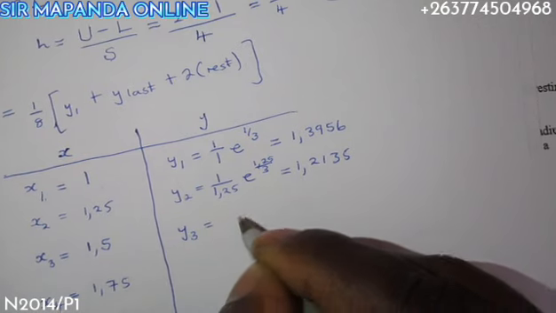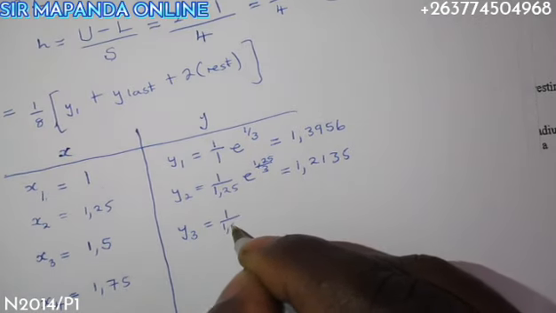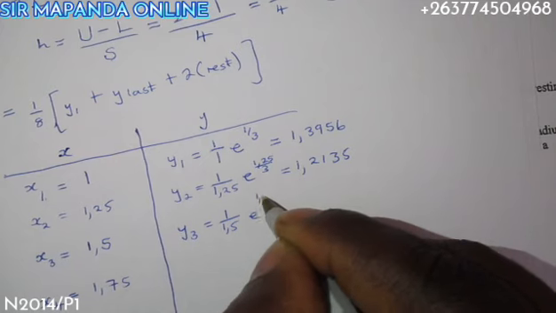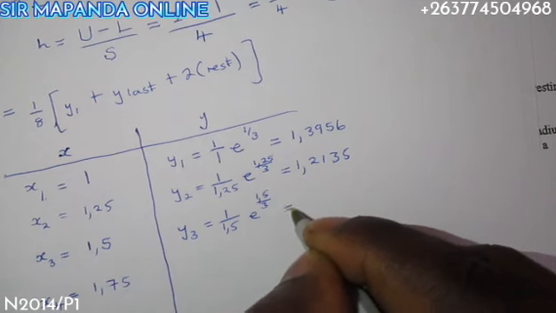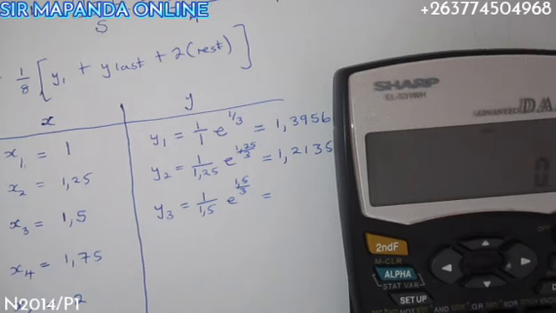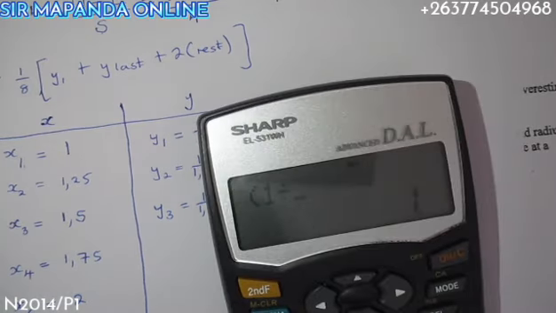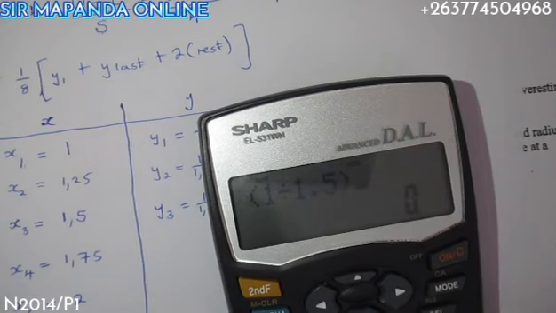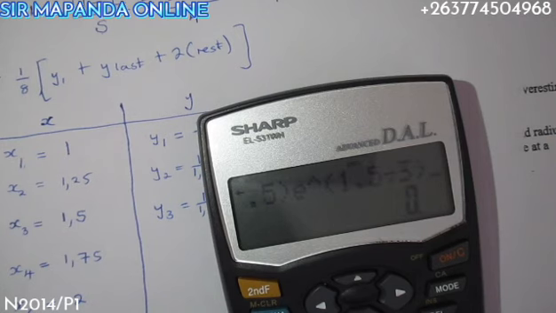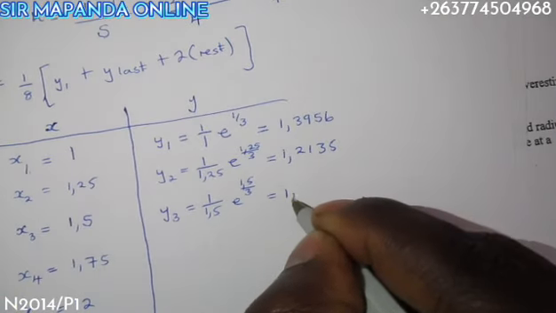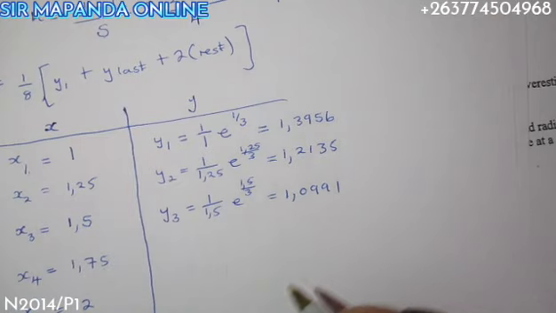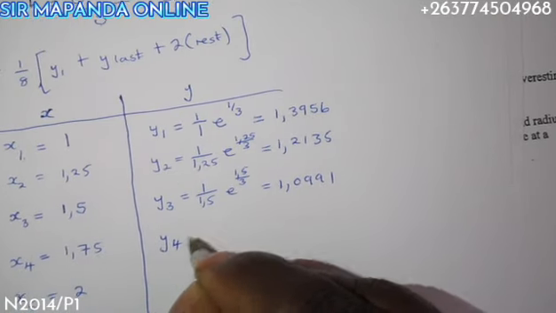Then we move on to x3. x3 gives you y3 as 1 over 1.5 e to the power of 1.5 over 3. So if you punch this, you get 1 divided by 1.5, second function exponential to the power of 1.5 divided by 3. You get 1.0991. So you write 1.0991.